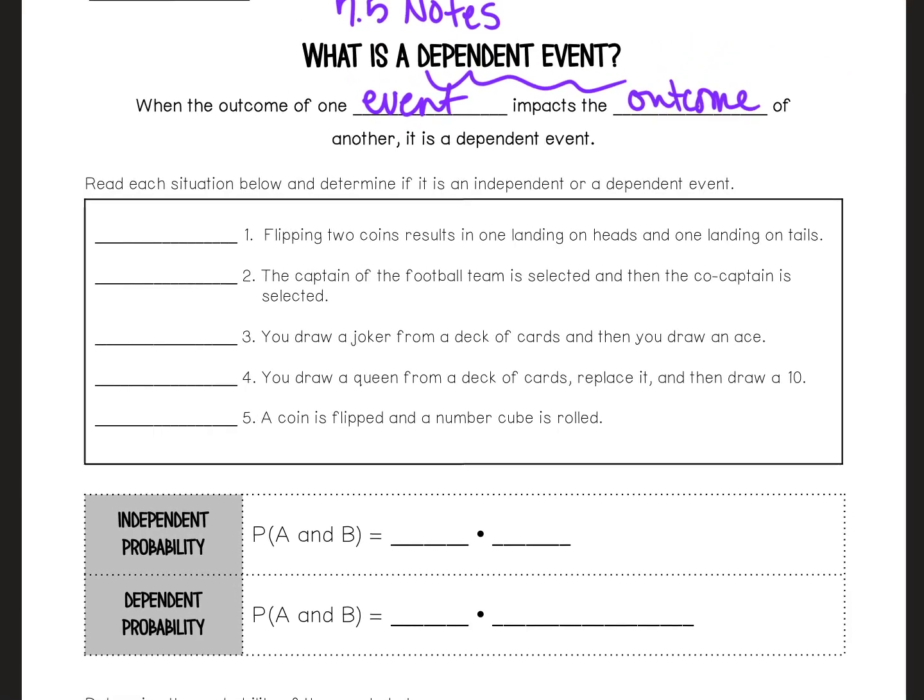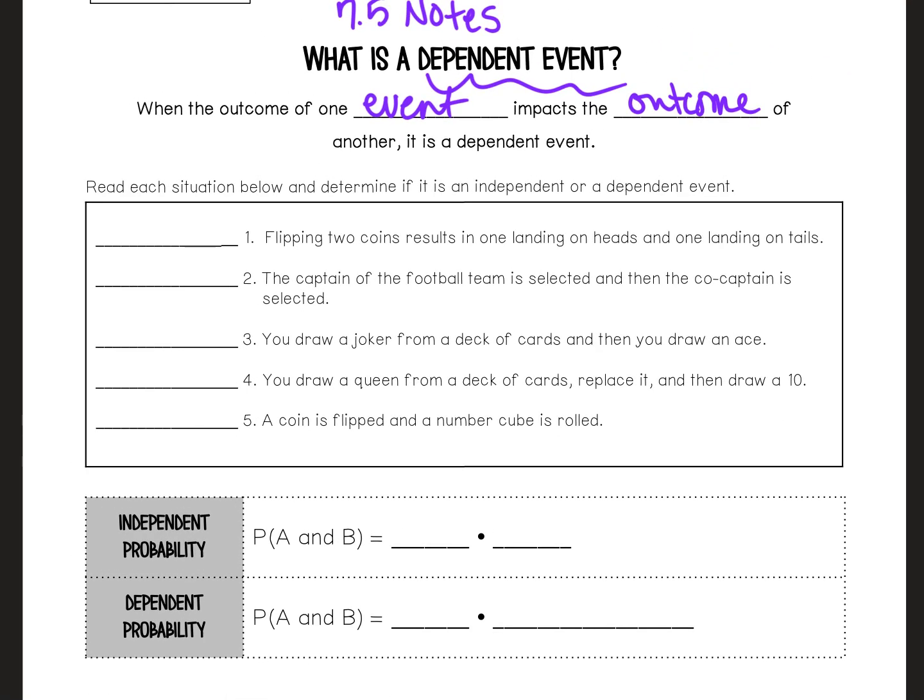Flipping two coins, resulting in one landing on heads and the other on tails. Well, those two coins flip separate from each other. They don't affect the other one. Now, we're not going to talk about when they run into each other or knock in the air. That's not what we're talking about. One coin's flipped, the other one's separate, and it flips.